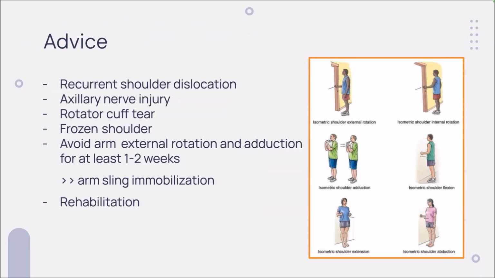And for the complications, we should advise about axillary nerve injury, rotator cuff tears, and frozen shoulder. The patient should avoid external rotation and adduction of the arm for at least 1 to 2 weeks. After closed reduction, we usually give the patient an arm sling immobilization. So what do you advise the patient with a first-time dislocation?